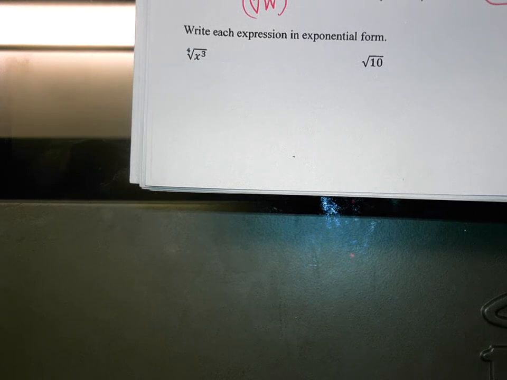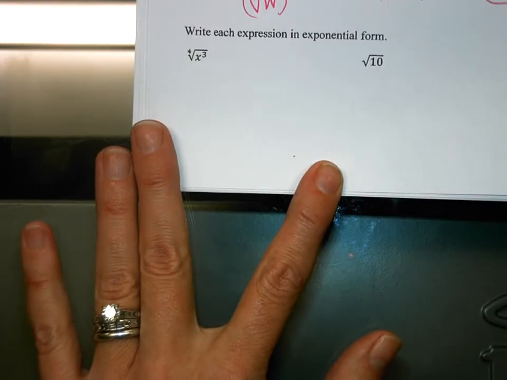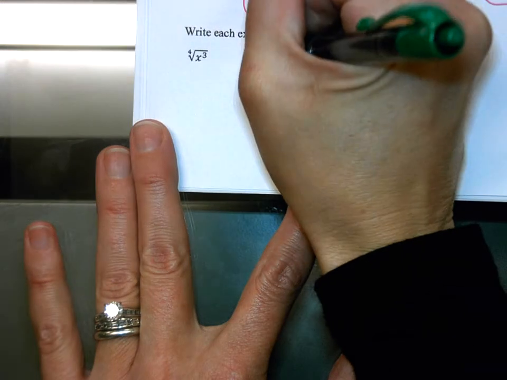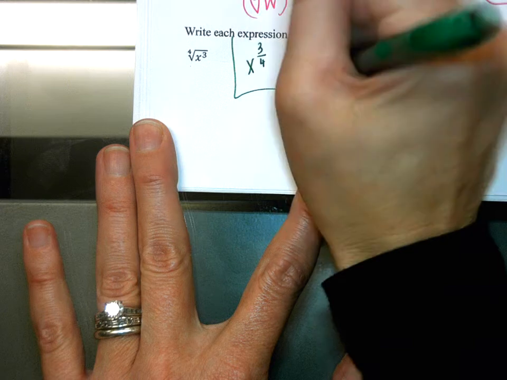I'm going to pull a stick. And the person that's helping me is Lily. What is it in exponential form? That's 3 over 4. Very good. 3 over 4. The index always is in the denominator. The power's on the top. That is it. There's nothing left to do.